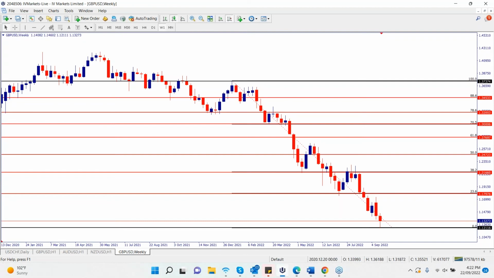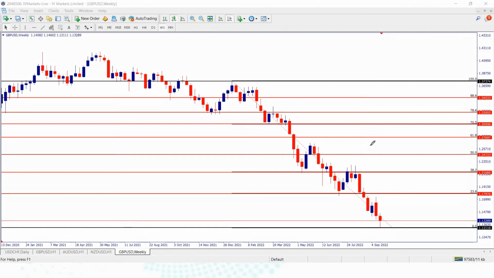What are we looking for? The market is coming down, and from here it can go up to 23% and drop here, or maybe it can go up to 38, or maybe 50, 60, 70, 78, and 88%, and it can drop again. Okay, so this is what we are looking for.